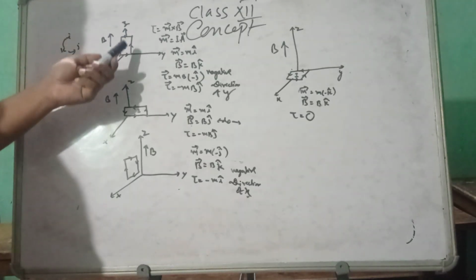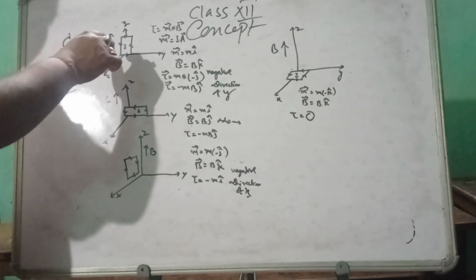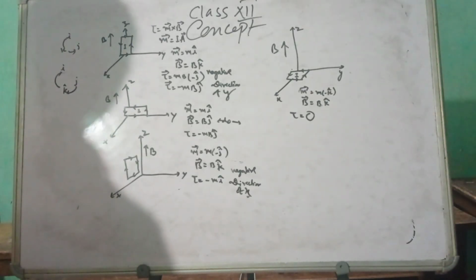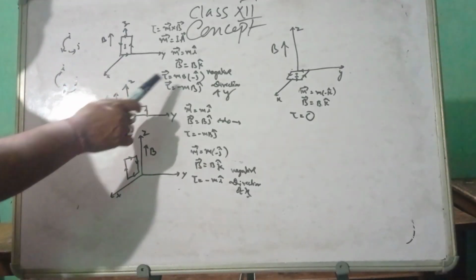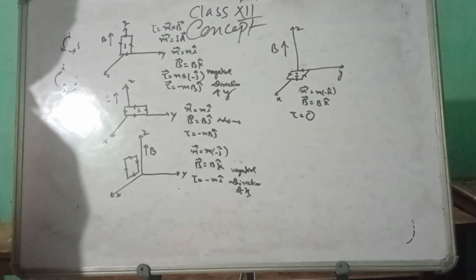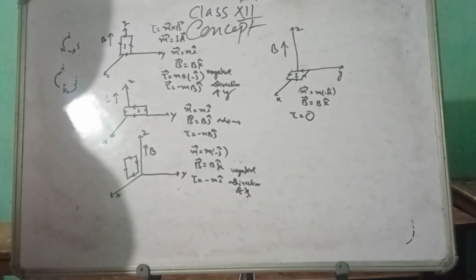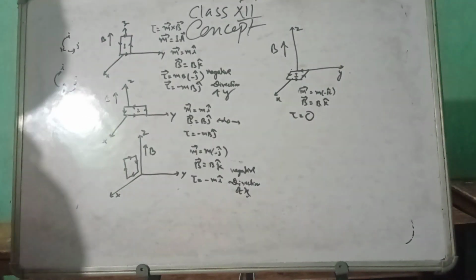What will be, this is the loop, and here it is flowing in anti-clockwise direction. So here the torque will be in negative direction of Y, and in this case it will also be in negative direction of Y, but in this case it will be in the negative direction of X, and in this case the torque will be 0.